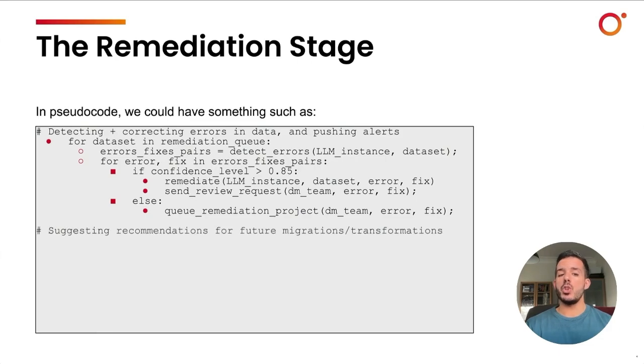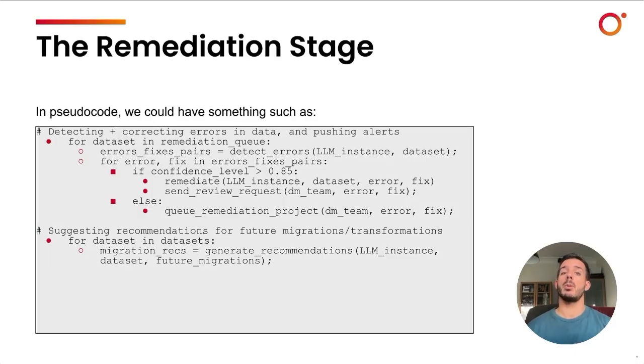And then we can also suggest recommendations for future migrations or transformations. What to take into account for this specific dataset for the future tasks that we have planned. So for every dataset in our datasets, we would generate recommendations in terms of migration or transformation with an LLM as well, with a simple function.